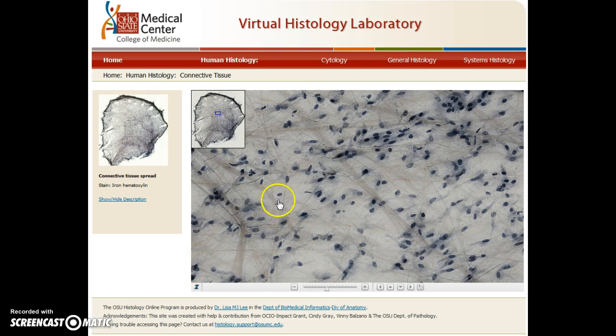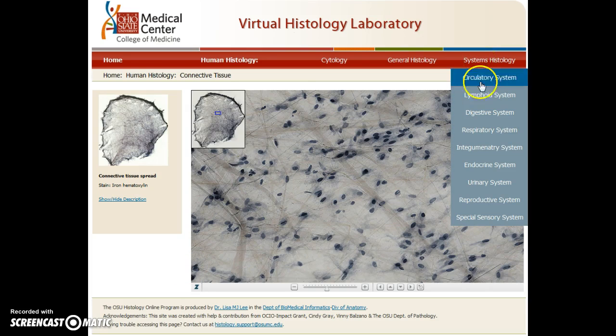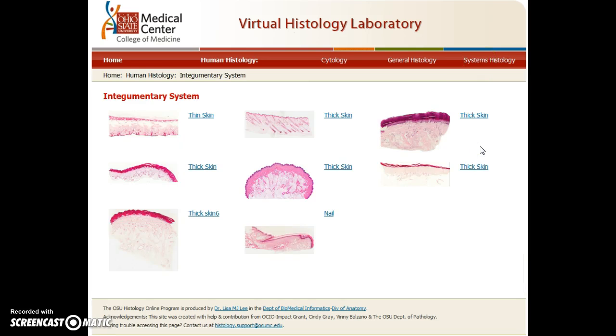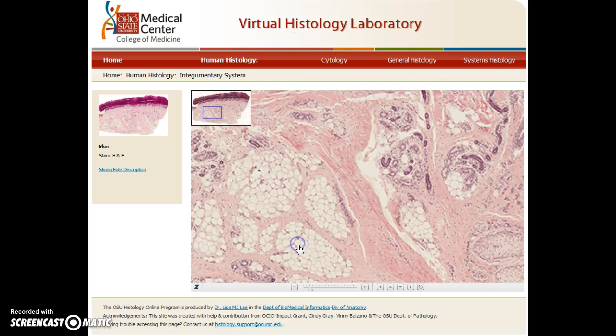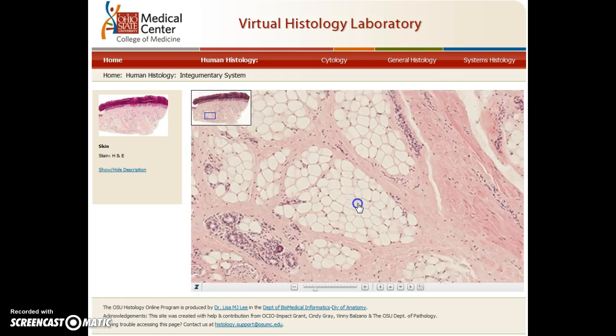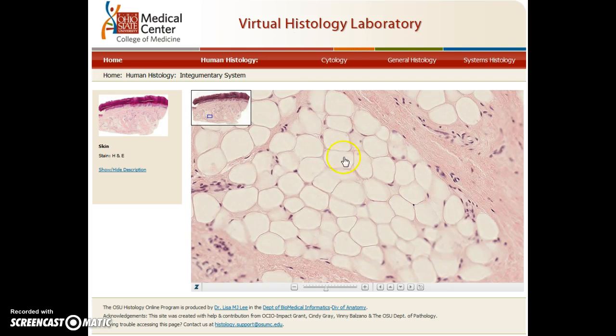Now for adipose tissue, I'm actually going to go to the integumentary system, and I'm going to look at thick skin. We already saw this slide in the previous video with the epithelium. We saw the stratified squamous epithelium. But here I'm going to show you two types of connective tissue. The first is adipose tissue. And adipose are these kind of just circle-looking shapes here. So this is fat tissue.